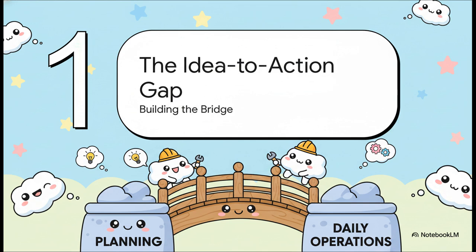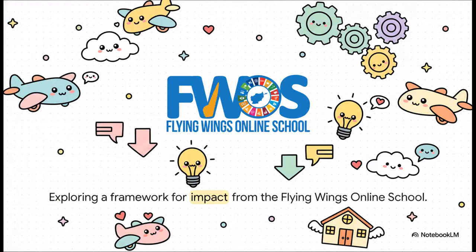This bridge is held up by two absolutely critical pillars that can carry pretty much any idea from just a thought to real-world impact. For this explainer, we're actually borrowing a framework from the Flying Wings online school. They are experts in turning big visions into practical reality, and they've got a really clear and powerful model that all of us can use.